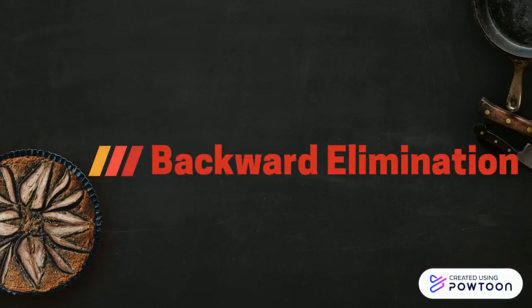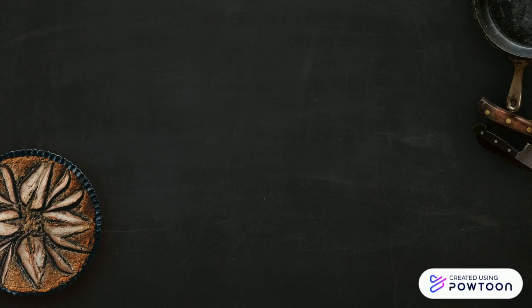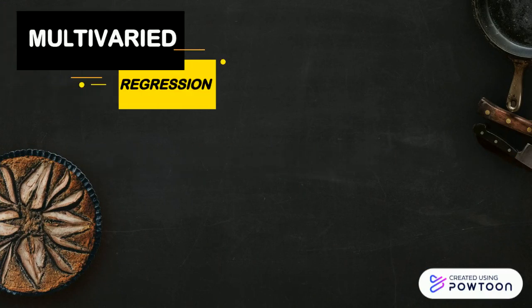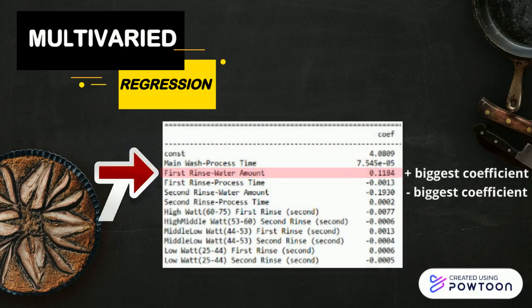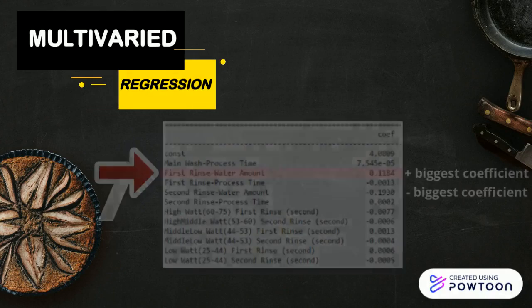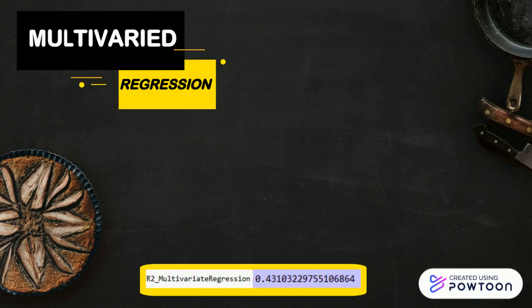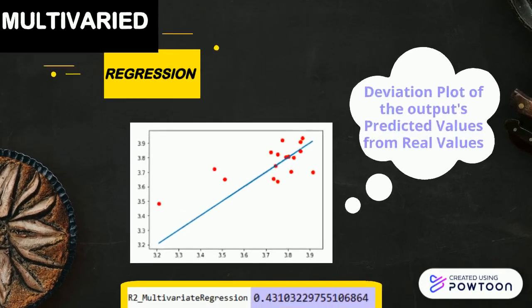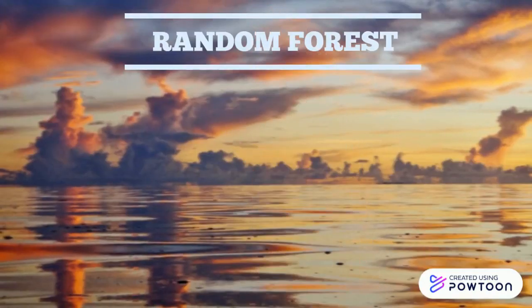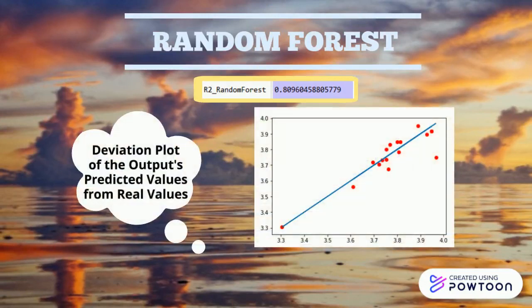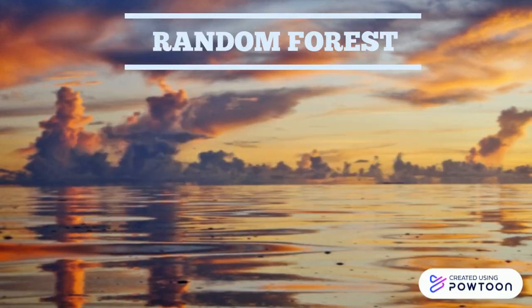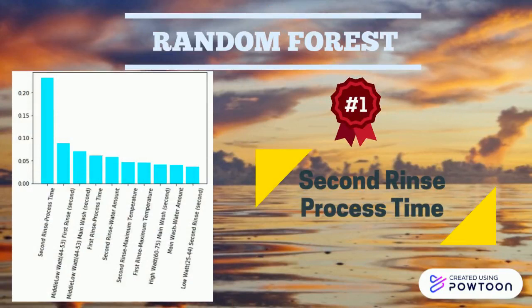After implying the backward elimination, the related inputs and their coefficients are determined by the multivariate regression. The first rinse water amount has the highest coefficient value. The R-squared method gives a higher value in this regression compared to the linear regression model. After implying the random forest method, the R-squared method gave a satisfied result, which is 0.8. The results show that the most effective input on the output is second rinse process time.